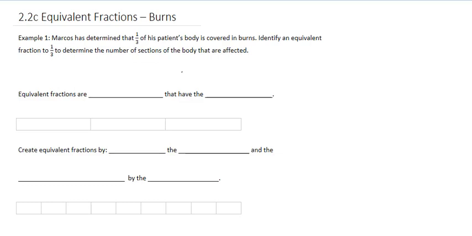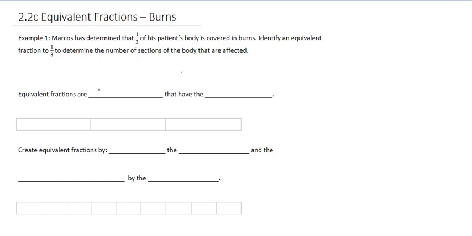Marcos has determined that 1/3 of his patient's body is covered in burns. Identify an equivalent fraction to 1/3 to determine the number of sections of the body that are affected. So equivalent fractions are different fractions that have the same value. Let's go ahead and fill that in.